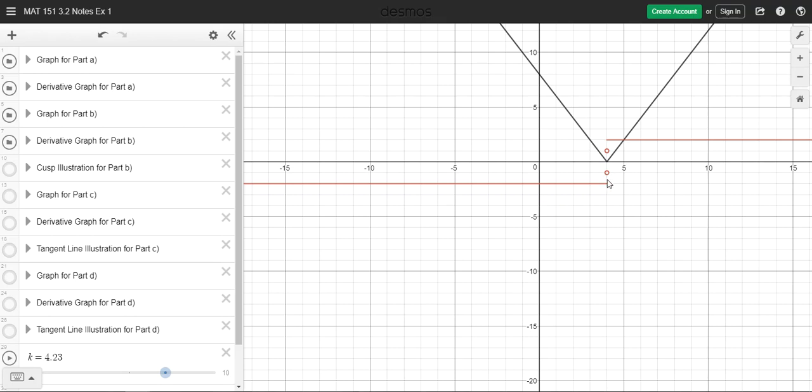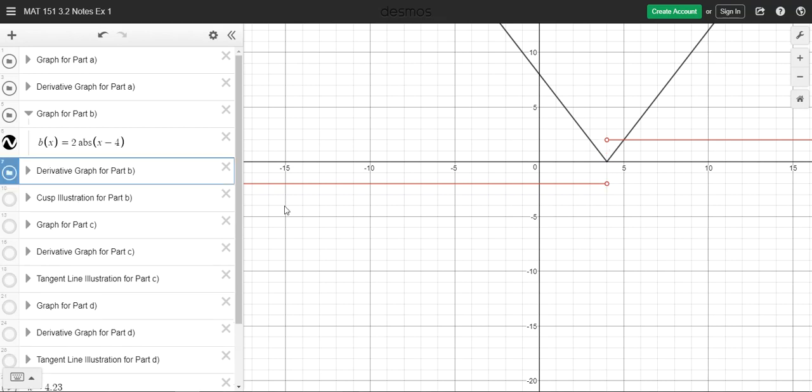Those open circles didn't line up correctly. They were supposed to be right here at the end of these points. I'll have to fix that. Okay, there we go. That's what the graph should look like.